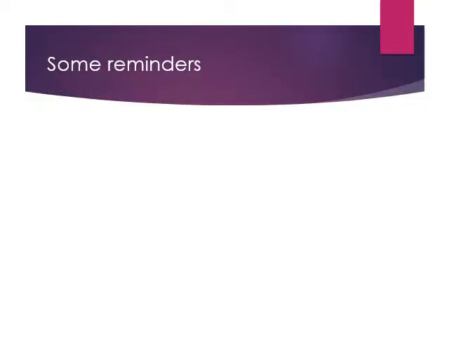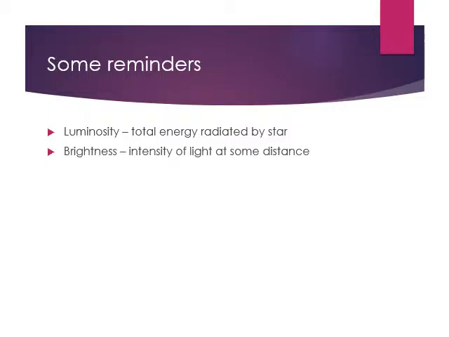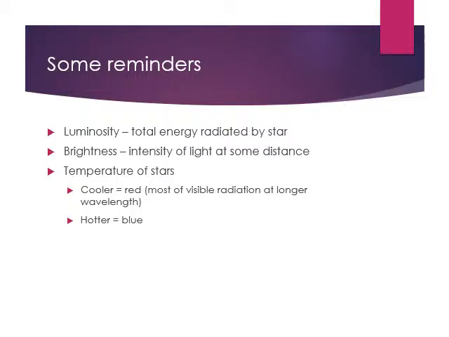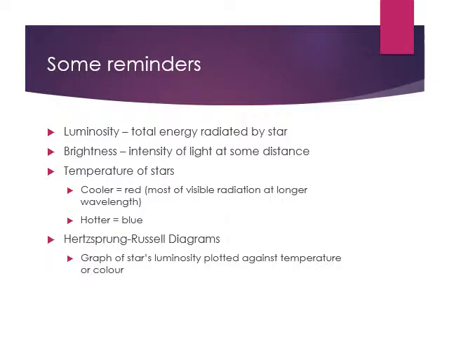So some reminders first. Luminosity is the total energy radiated by a star, as opposed to brightness, which is the intensity of the light at some distance away from the star. Cooler stars are red, with most of the visible radiation at longer wavelengths, and hotter stars are blue. If we recall the Hertzsprung-Russell diagram, it's a graph of the star's luminosity plotted against the temperature or colour.